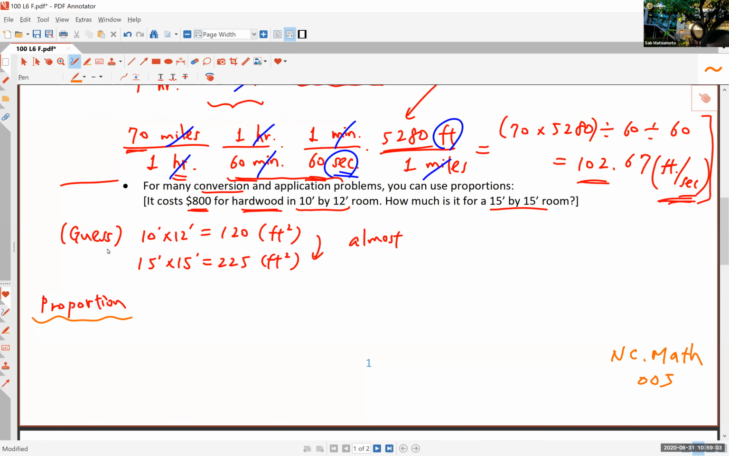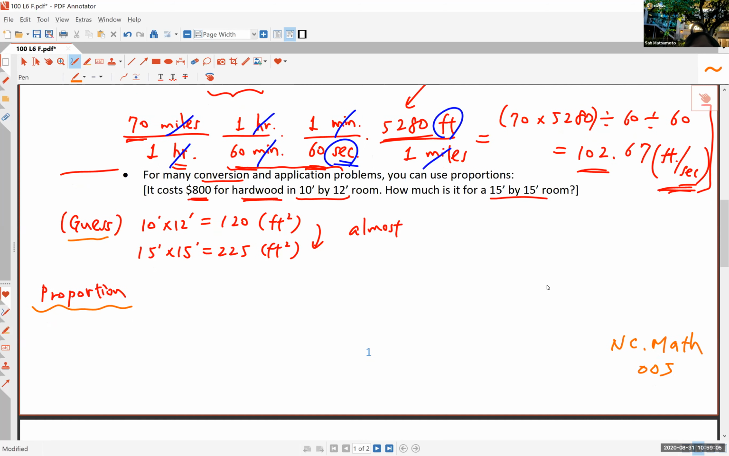Okay, so let's start with the guessing first. And this is really good, right? So in the math class, you may not be used to guessing because there's always a precise answer, but practically speaking, guessing is very important. You can call it guesstimate if you like.